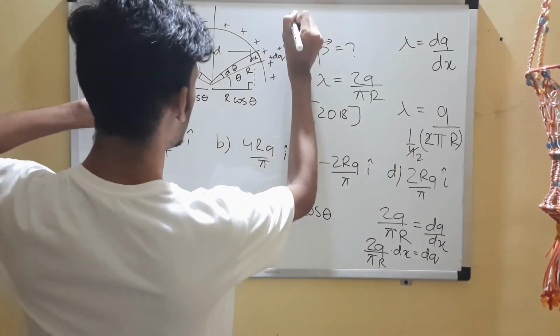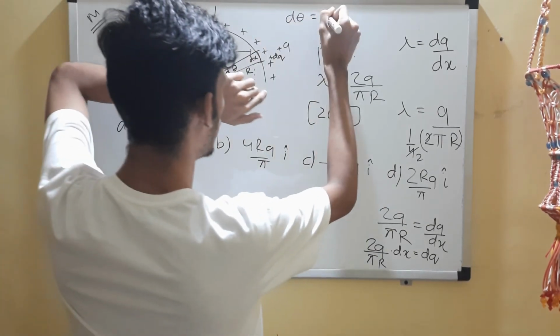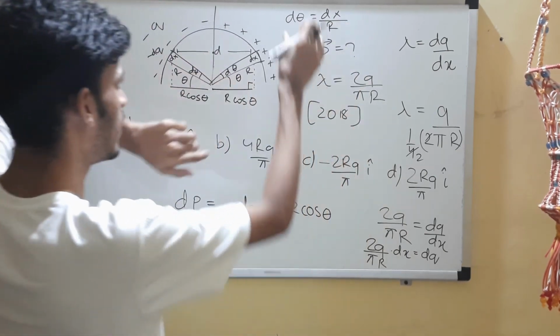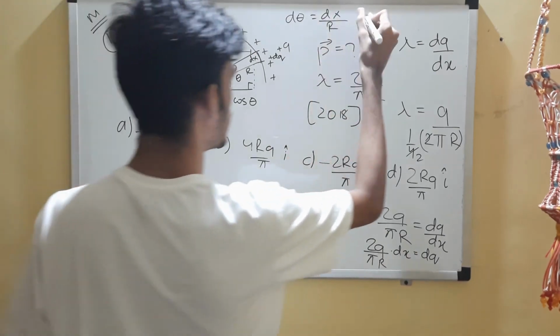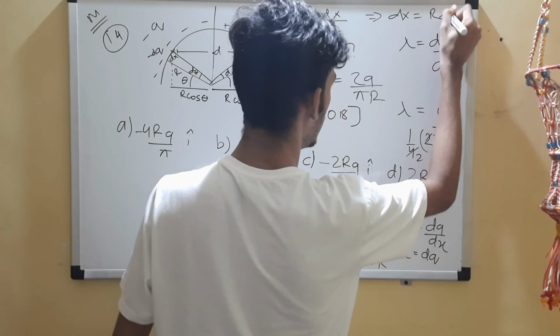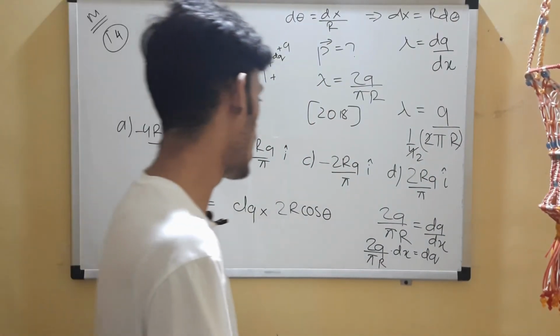So easily we can see that d theta is the angle. We can write this angle d theta as the length of the arc, dx, by the radius. So you can simply write dx as r d theta. Right, so in place of dx we can plug in r d theta.